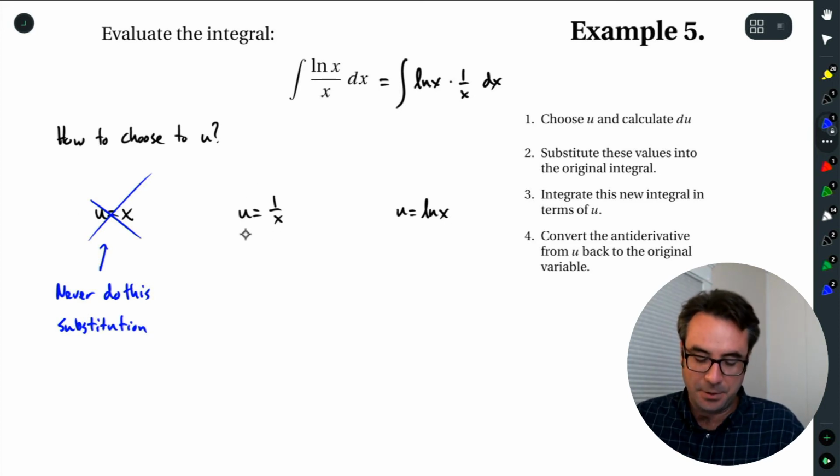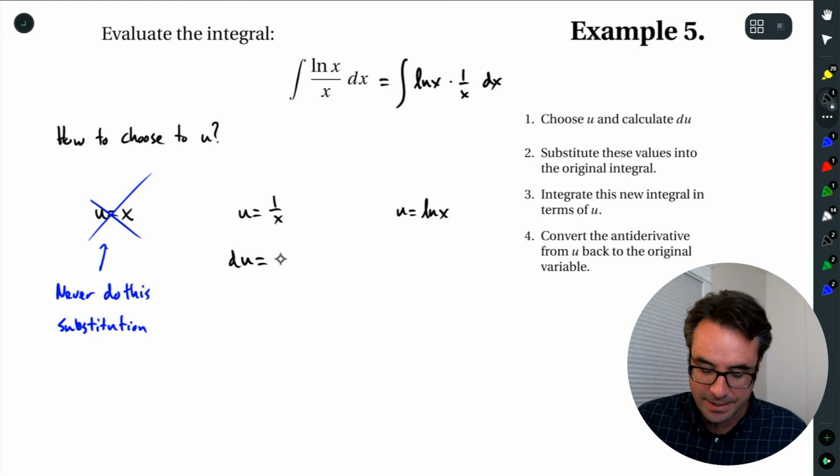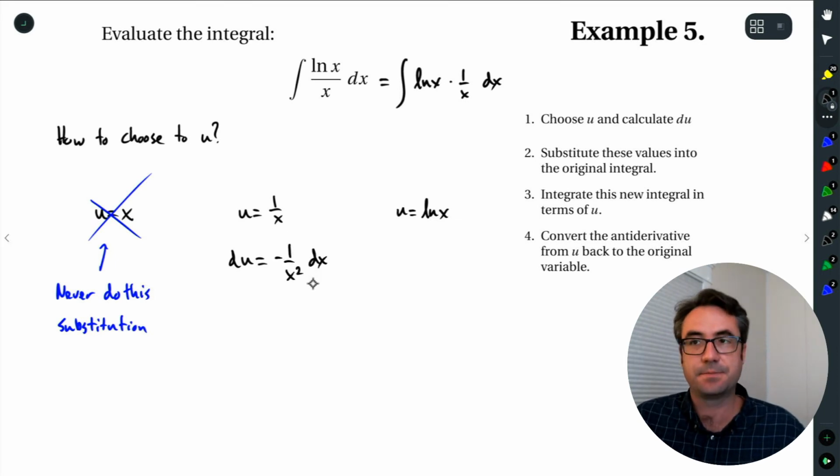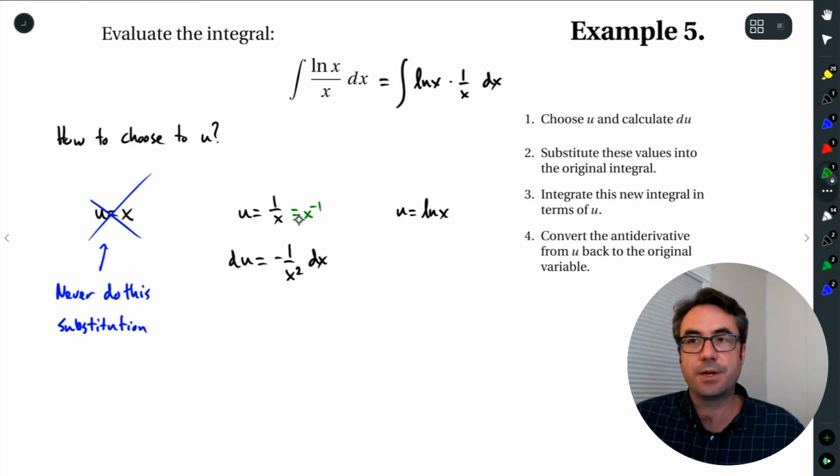All right, so let's suppose we're going to try this one, u equal to 1 over x. So the next step, once we choose u, is to calculate du. So what's the derivative of 1 over x? Well, if we use power rule, it's negative 1 over x squared dx. So we're calculating the differential just by differentiating this 1 over x. And if you're not sure, you can write it as x to the minus 1, bring down the exponent, subtract 1, and you end up with negative 1 over x squared if you rewrite it back as a fraction.